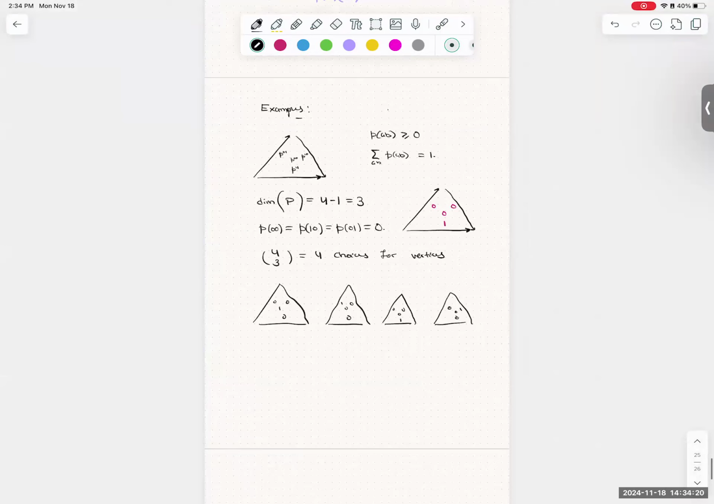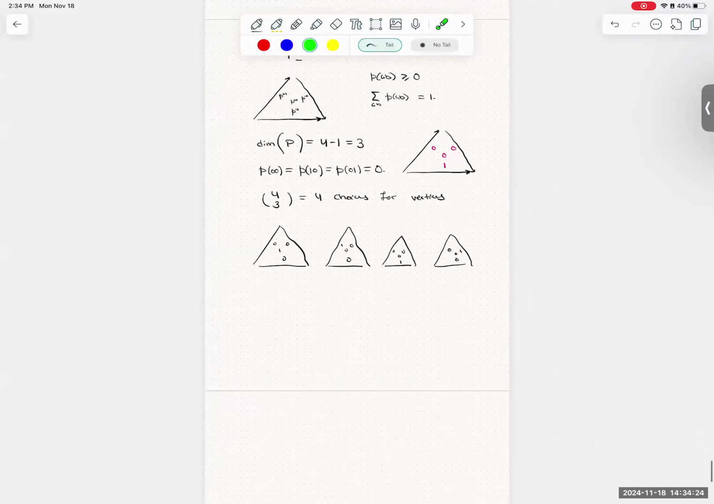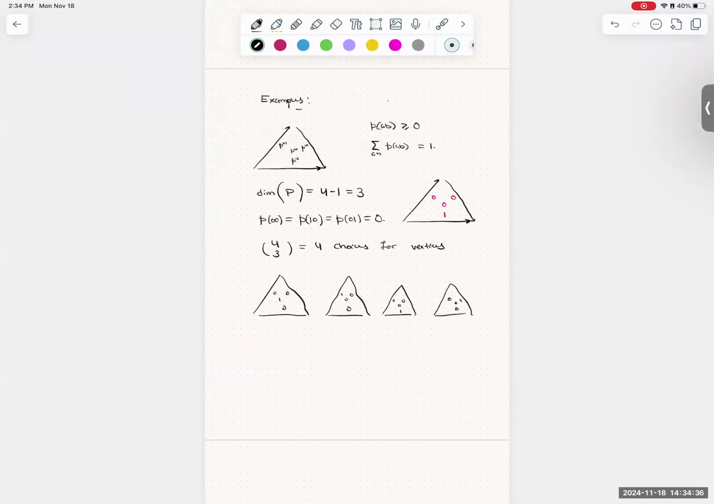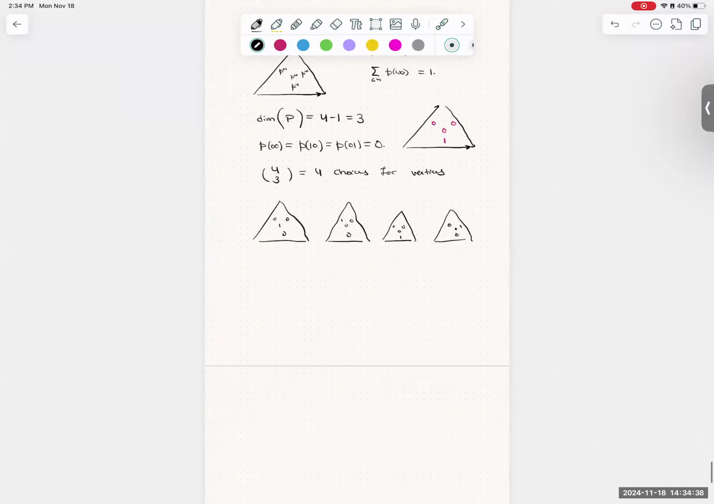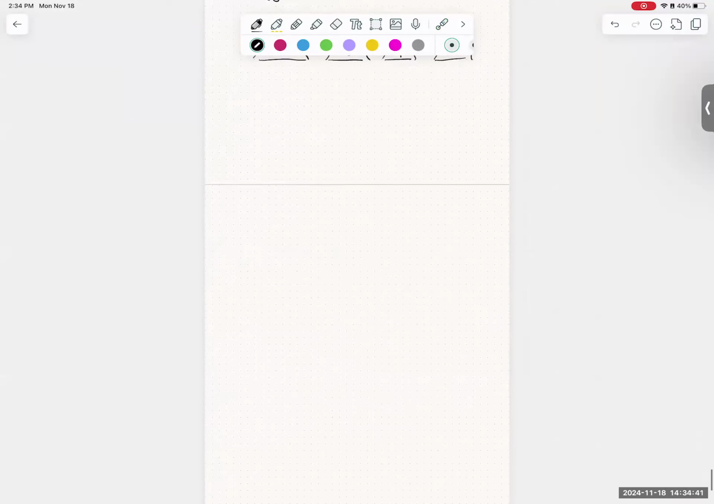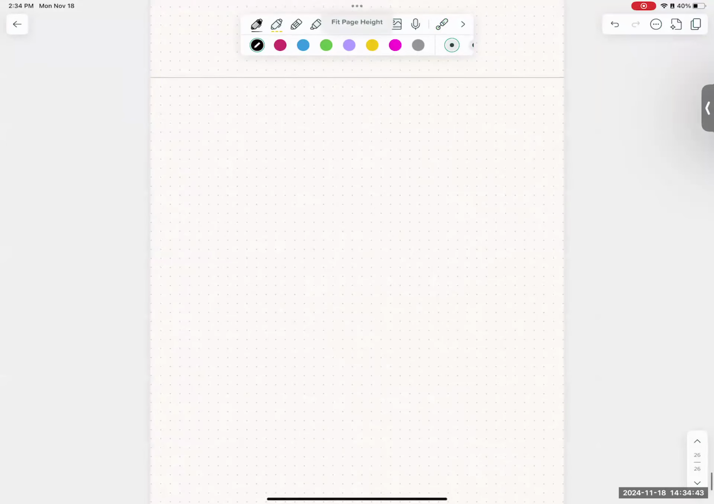These are all the vertices, and they're all deterministic in the sense that in each distribution, only a single outcome has non-zero probability. So that's the only one that will occur. So anything that's in a simplex will be non-contextual. It's just the convex hull of these deterministic ones. Okay, another example.